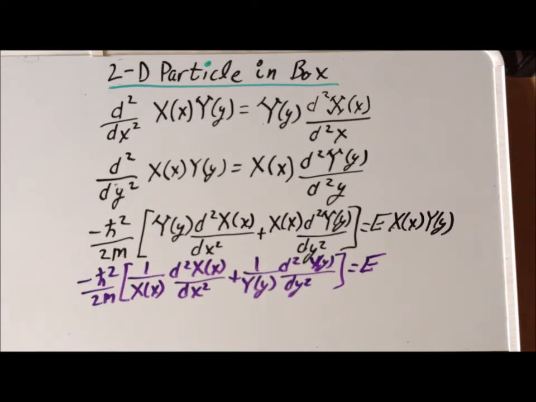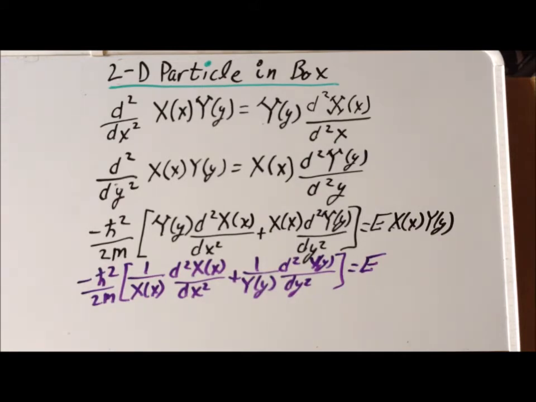And it's a key feature for the following reason. Here we have a function entirely of x. So we have 1 over X and then multiplied by its second derivative. This term here is a function entirely of y. So we have 1 over Y of y and then a second derivative with respect to y. So we have a function simply of x and a function simply of y. And it turns out their sum turns out to be the energy, which is a number, which is a constant, which is not a function of x and is not a function of y.